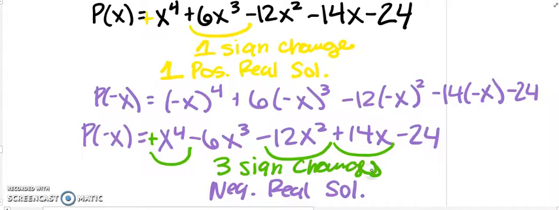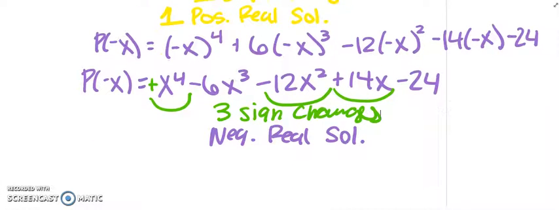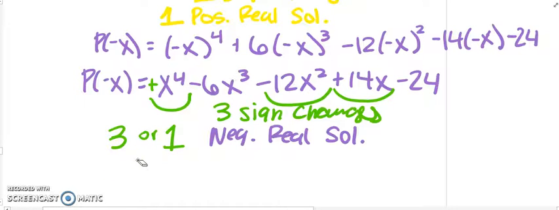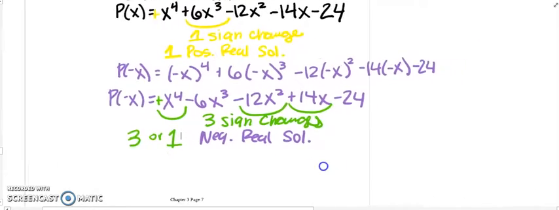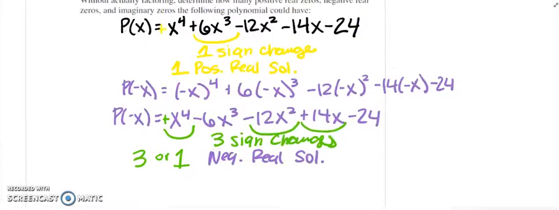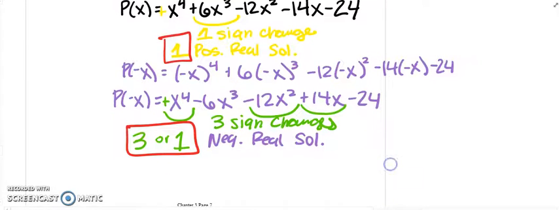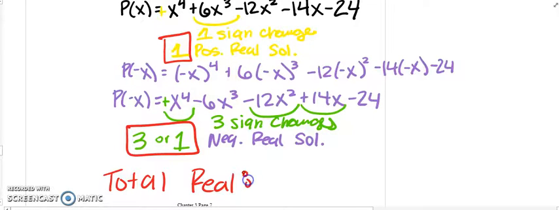And so remember, Descartes says you take your count and then you keep subtracting 2. So my options here are 3 or 1 negative real solution. Okay. So I have my positive real solutions. I know I'm going to have 1. There's no option for that. Then I have 3 or 1 negative. So if I count my total real, 1 plus 3 is 4.